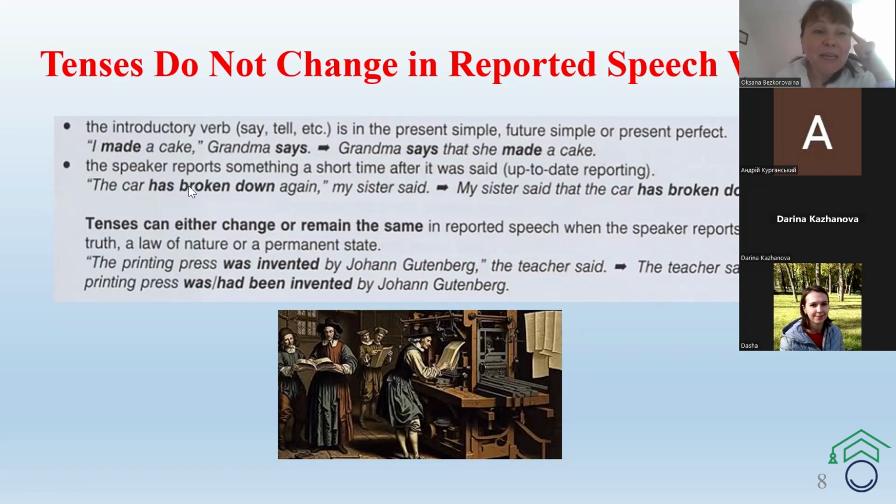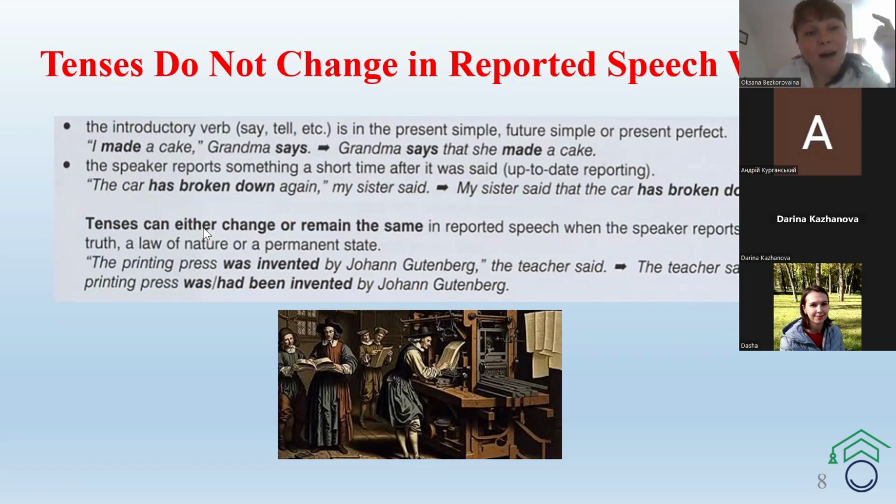Yeah? The speaker reports something a short time after it was said. Yeah, there are no changes. If the speaker reports something a short time after it was said. Up-to-date reporting. Usually it is used in oral speech. The car has broken down again, my sister said. My sister said that the car has broken down again. Yeah, we are at the same time with my sister. Yeah, we share the same time, the same space. That's why no changes are necessary.